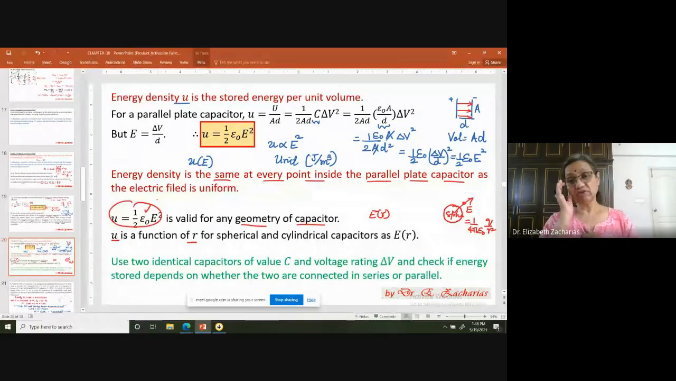Now I've just given you a job. These kind of things can be useful in an examination. I have two identical capacitors of capacitance value C, and I'm charging them to the same potential difference delta V. One possibility is you can connect them in parallel. Another possibility is you can connect them in series. In which of these combinations will the energy stored be a maximum? Just do this and see.